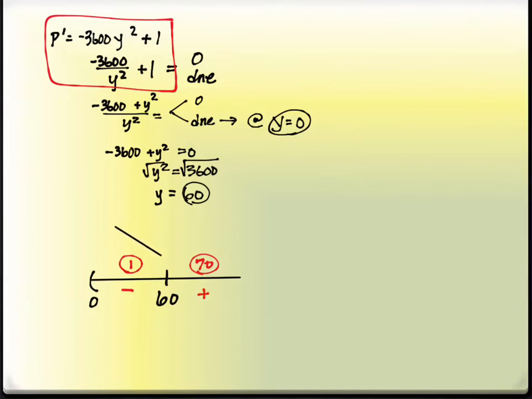So what that means is the graph is decreasing, right? Negative on a derivative means it's going down, and then it's increasing. So what does that tell you happens at 60? It's a minimum.